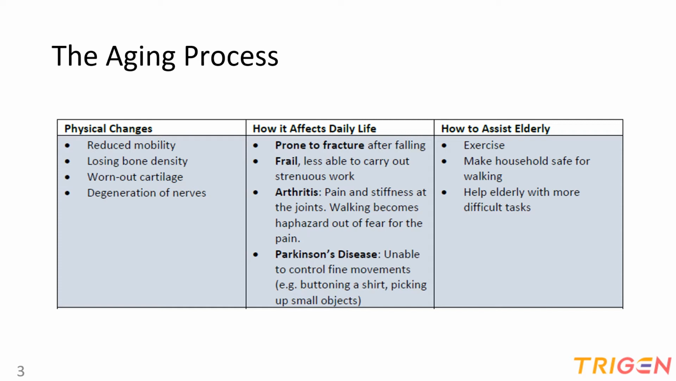There are some things we can do to help our elderly. Exercise is important to improve mobility by improving strength and endurance. We can also make the household safer for walking to reduce the risk of falls and fractures. Thirdly, we should also keep an eye out for our seniors and help them with more difficult tasks.